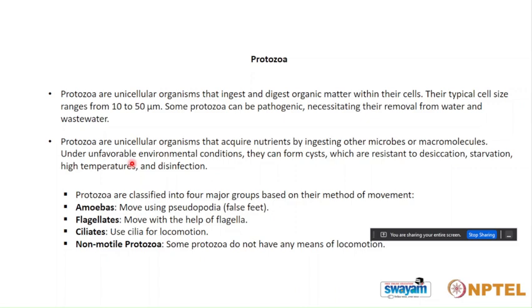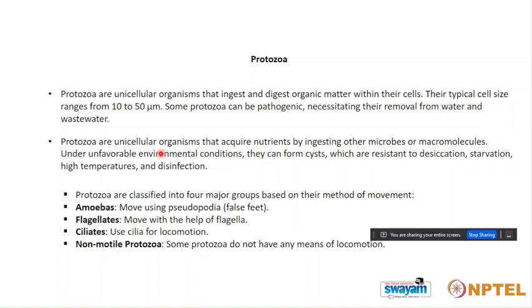As we discussed earlier, these protozoa are unicellular organisms. They survive by ingesting other microbes or macromolecules. That's why they have a big cellular size, 10 to 50 micrometers, so that they can ingest other microbes and survive. So basically, protozoa have a bigger cellular size, which is for consuming other microbes.